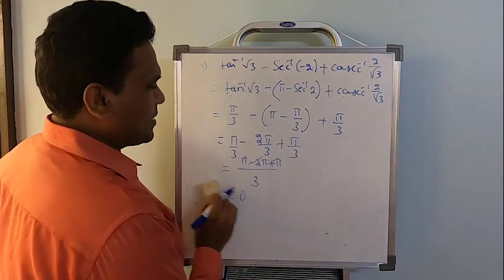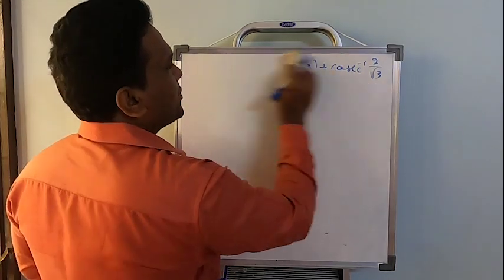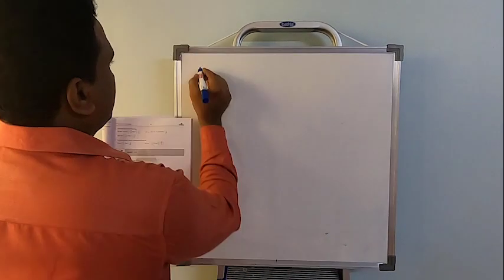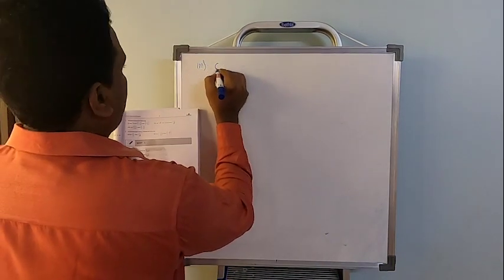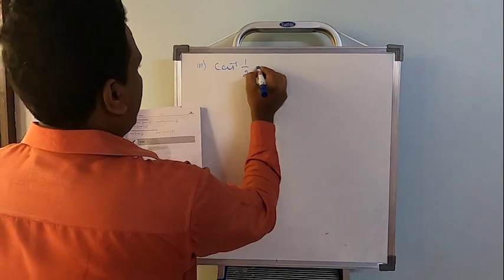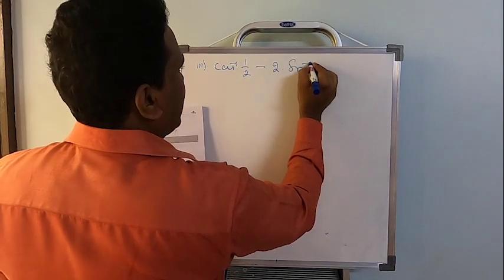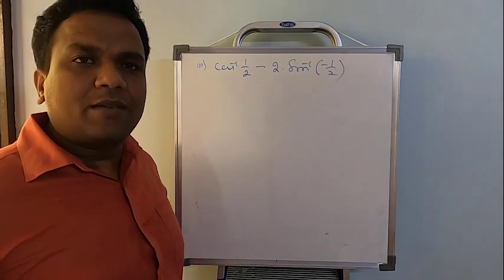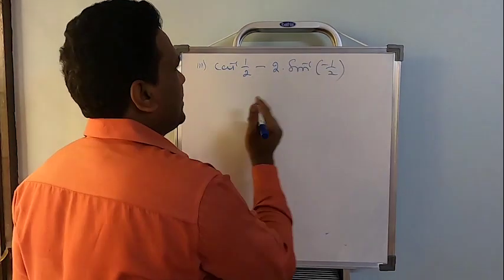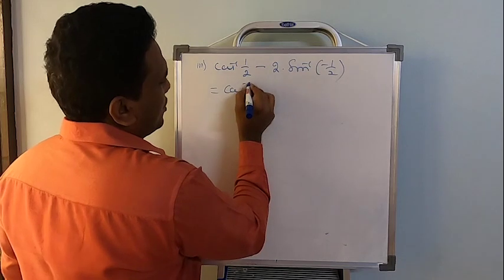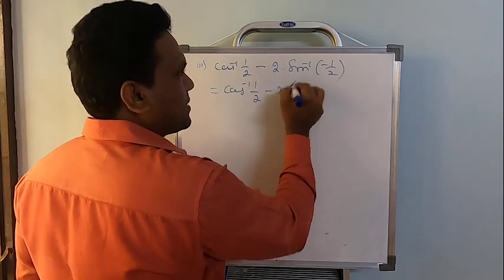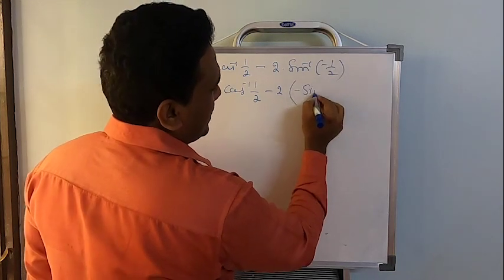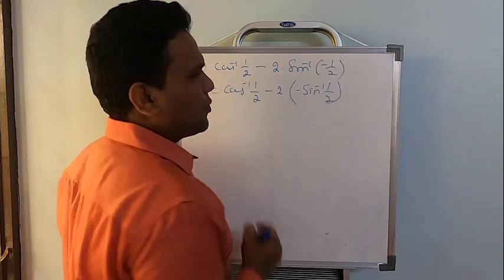Let's move on to the next one. Problem number 3 is given as cos inverse 1 by 2 minus 2 into sin inverse minus 1 by 2. Once again, the simplification starts from the negative sign. Let's retain the first term, cos inverse 1 by 2 minus 2 as it is. Now apply the formula: sin inverse of minus x is minus sin inverse x, so minus sin inverse 1 by 2.